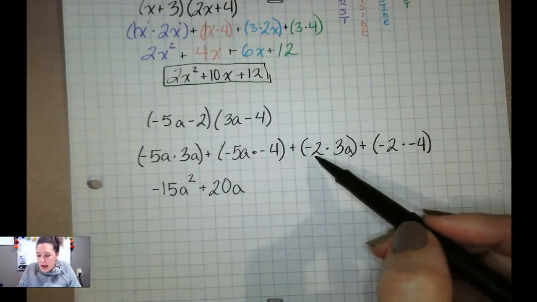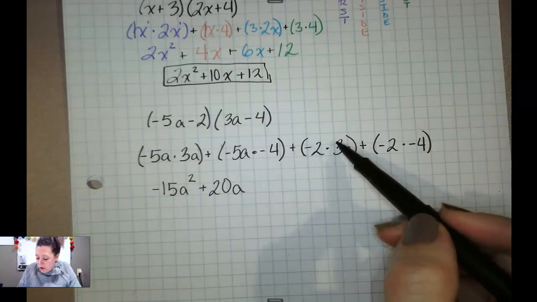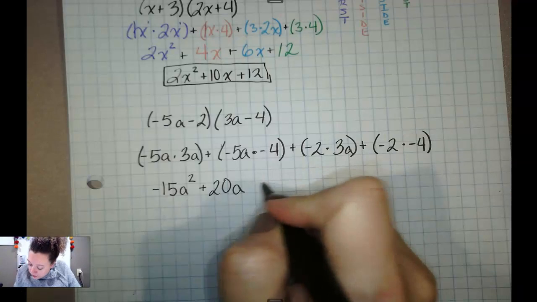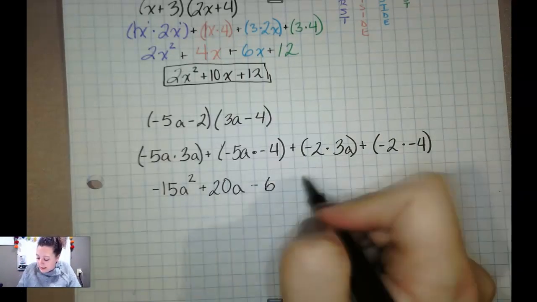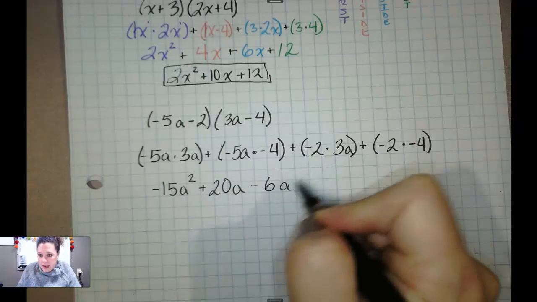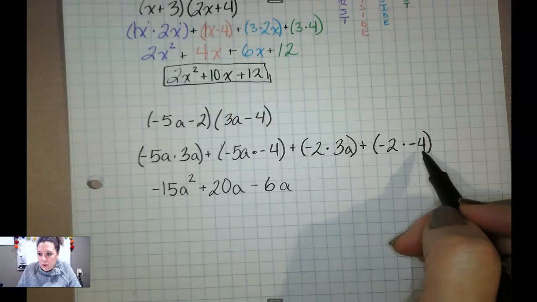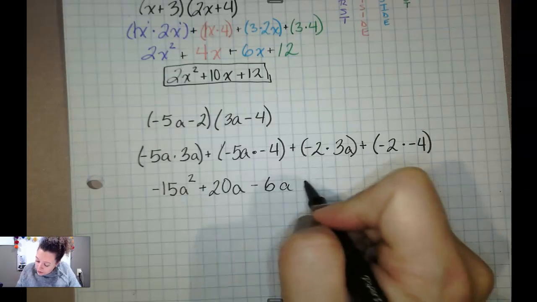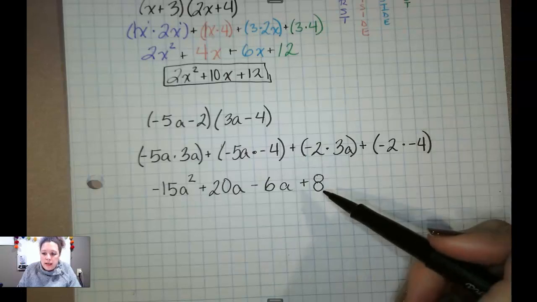To that, we then have negative 2 times 3a. So negative 2, positive 3, that means my answer is going to be negative because the signs are different. So negative 6, and then again, I don't want to forget my a. And then I have negative 2 times negative 4. Again, two negatives make a positive, so it's going to be a positive 8. We might think we're done here, but we're not.